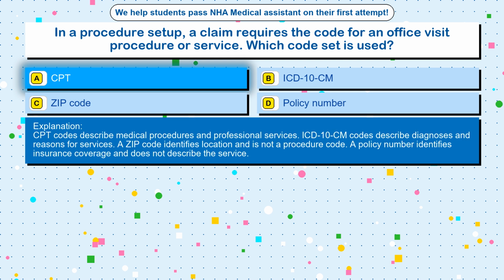CPT codes describe medical procedures and professional services. ICD-10-CM codes describe diagnoses and reasons for services. A zip code identifies location and is not a procedure code. A policy number identifies insurance coverage and does not describe the service.